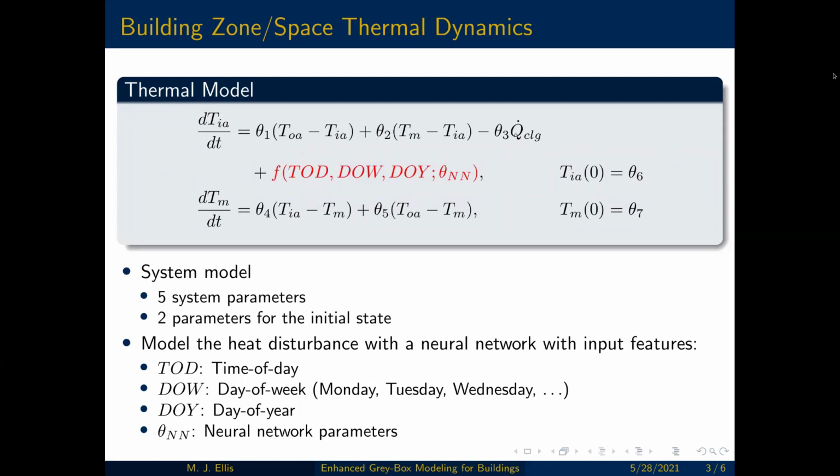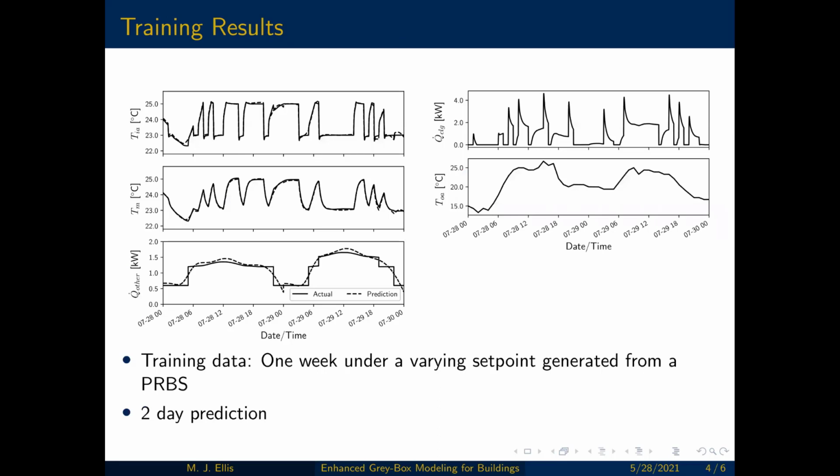We replace the unmeasured heat gains with a neural network model to be able to predict the heat gains. And we model this neural network with the following input features: time of day, day of week, and day of year, which these variables would be correlated to the heat gains for a standard commercial office building. In the paper, we present 2 methods for training this model, but I will present the results for one of those approaches.